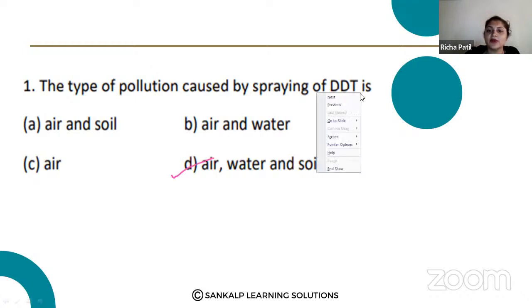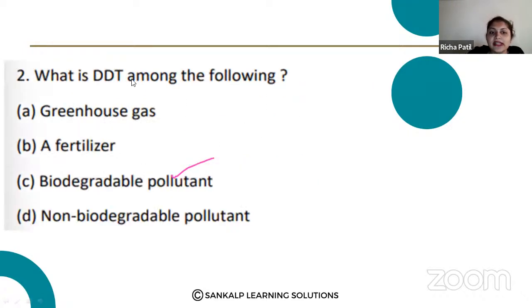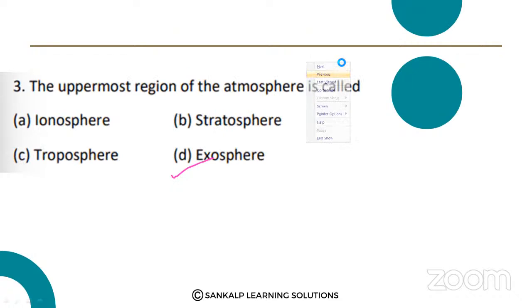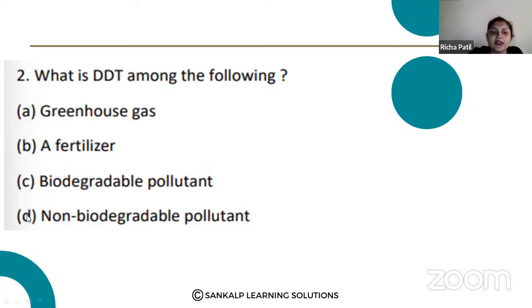Okay, so we'll go to the next. What is DDT among the following? A greenhouse gas, a fertilizer, a biodegradable pollutant, or a non-biodegradable pollutant? It is Option D, non-biodegradable pollutant. Correct.